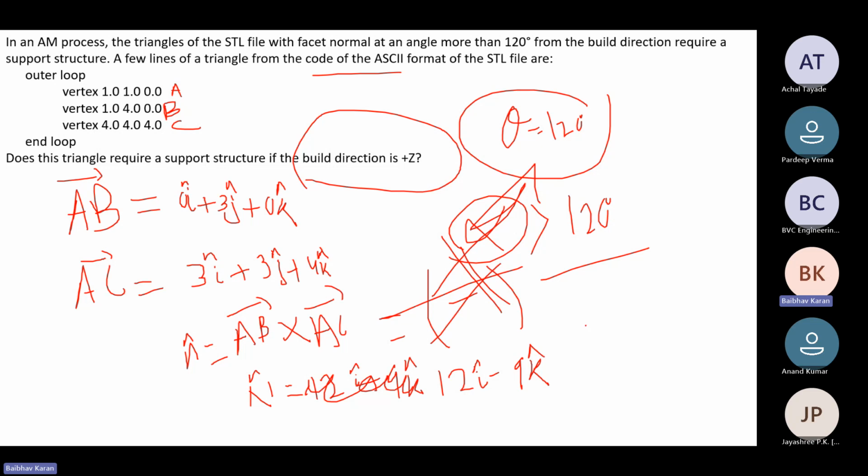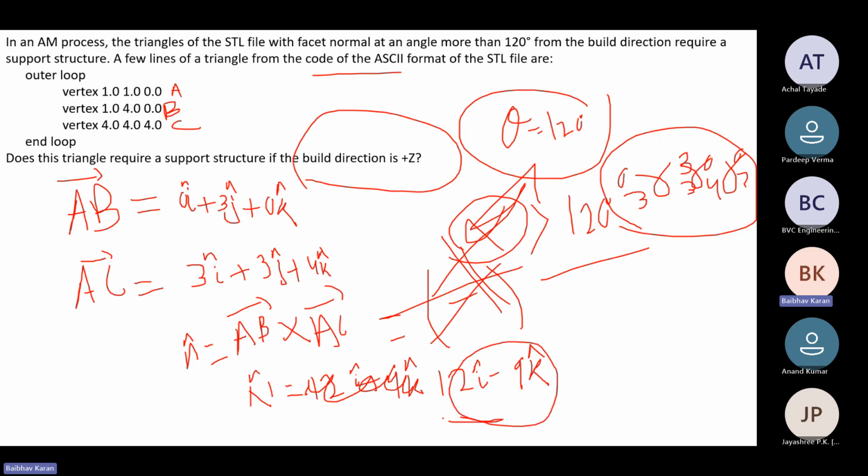You know how to do cross product, right? 0, 3, 3, 3, 0, 4, then again 0, 3. Then cross multiplication, cross multiplication, cross multiplication. This is how you calculate the cross product. AB cross AC will give you 12 i cap minus 9 k cap. Then this is the normal vector.